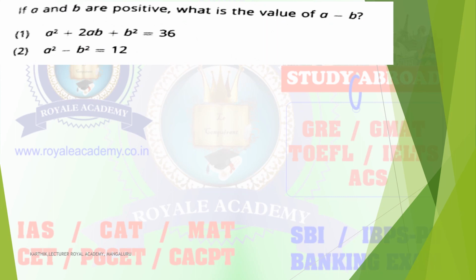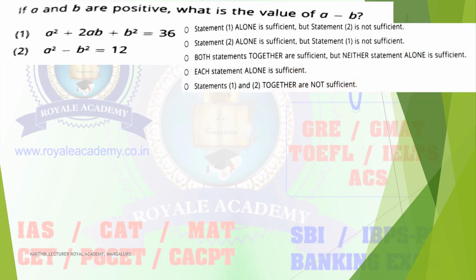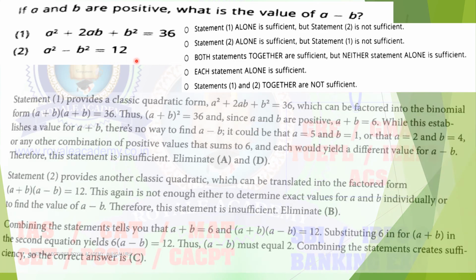So next question: if a and b are positive, what is the value of a minus b? Two statements are given. The first statement is a square plus 2ab plus b square is equal to 36, and the second statement is a square minus b square is equal to 12.